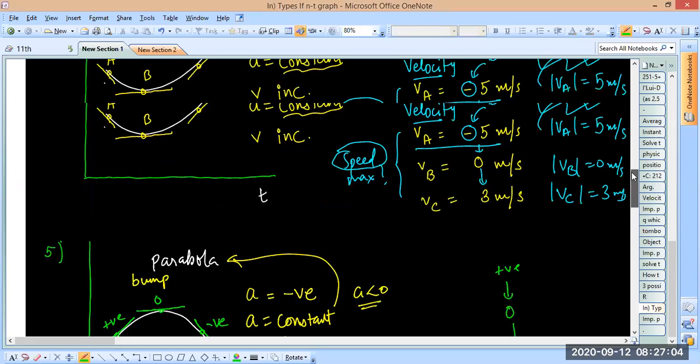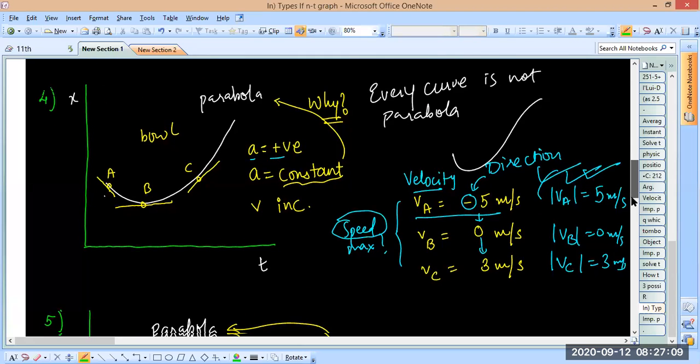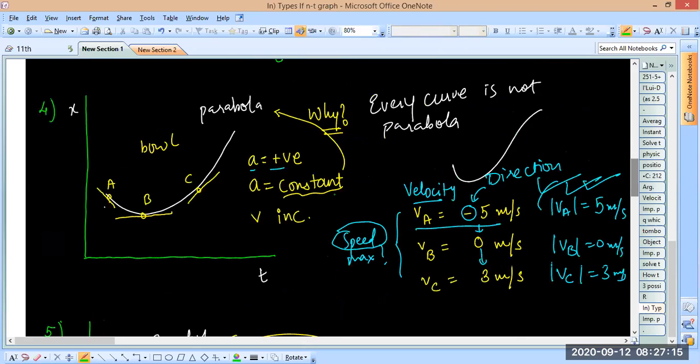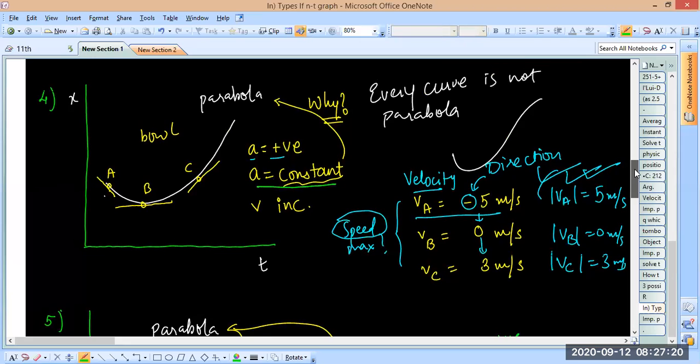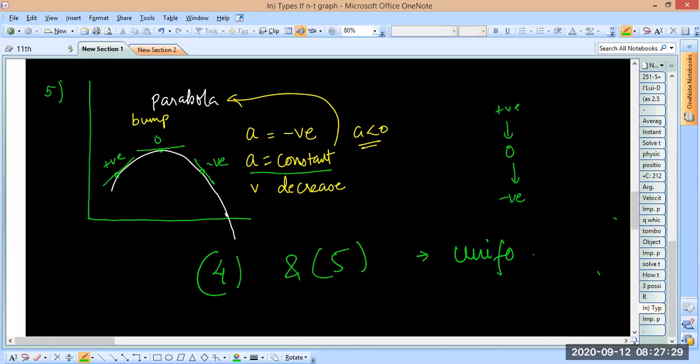Now I want to tell you something about number 4 and number 5. Look at number 4 and number 5. In both these cases acceleration is constant. I hope you have space, unlike me, I don't have any space here. These cases 4 and 5, both of these are called uniformly accelerated motion.